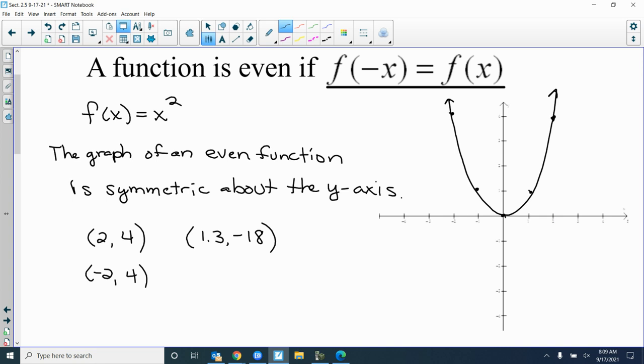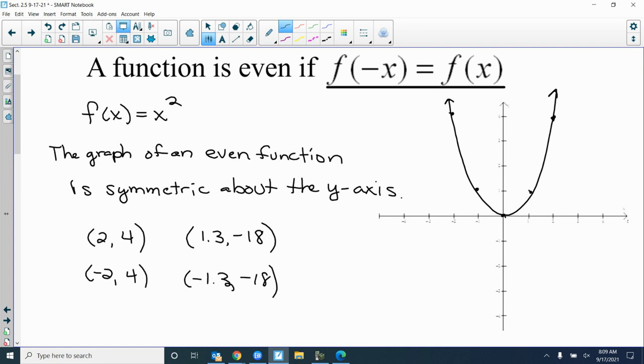All right, Alex, is that making sense? What other point would I know? -1.3 and -18. At -1.3, I've got to get back -18. So the positive and the negative values will give me back the same answer. That's an even function. Whatever those two values are, they've got to be the same. Very easy case: you plug in -3, you get 9. You plug in 3, you get 9.